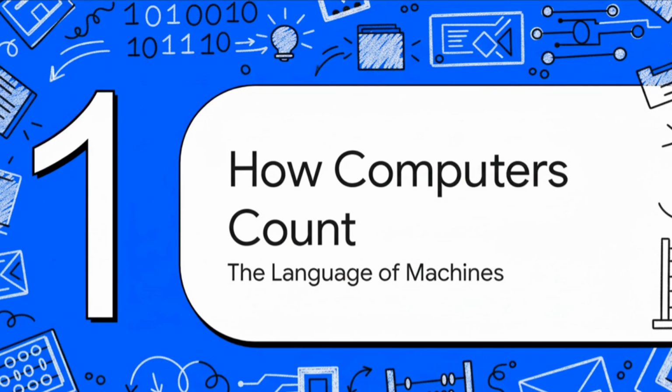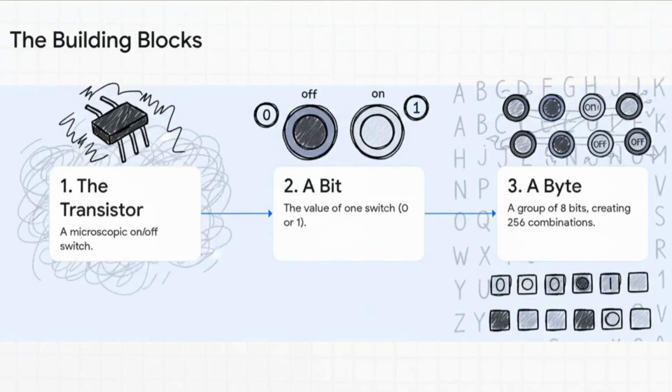Well, it all starts with the most fundamental thing imaginable. We have to figure out how a machine can represent information in the first place. It all comes down to a really simple question. How does a computer count? It all boils down to this one little thing, the transistor.